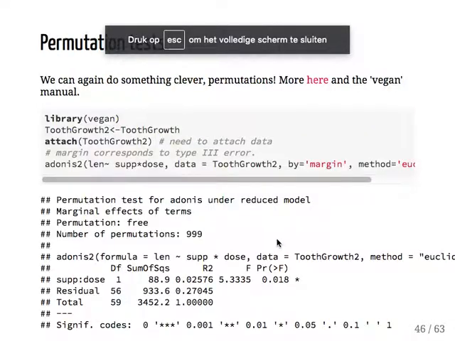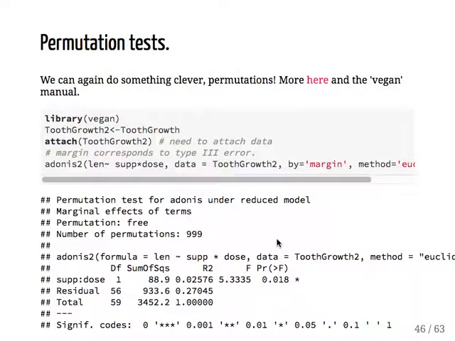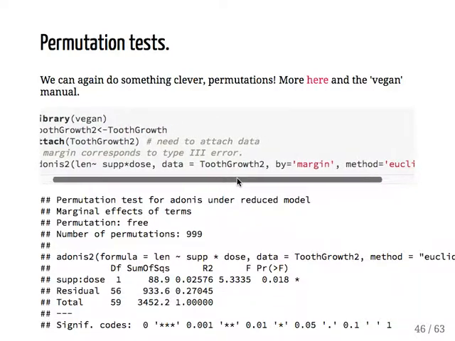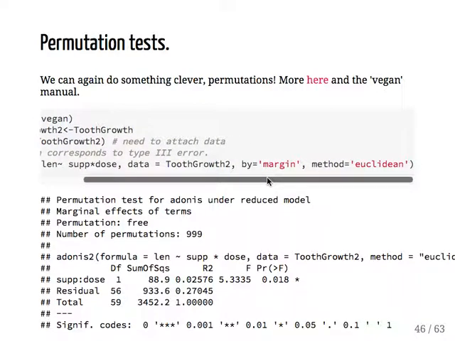Okay. So we can again do something clever, and I won't go into detail, but you can do permutation tests. And so this is how you would do a permutation test for your tooth growth data. So in this case, you can shuffle. You remember that permutation test where you shuffle everything? So if you don't want to make any assumptions, you can do a permutation test.